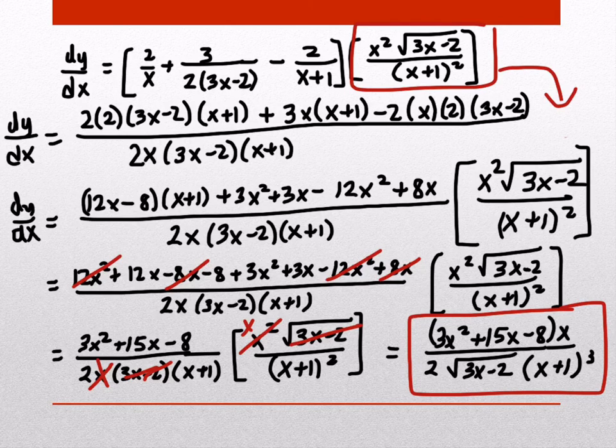If you were to be doing something else with it, like setting it equal to 0 or something, it would be much friendlier to leave it factored. Any questions on this one? All right.